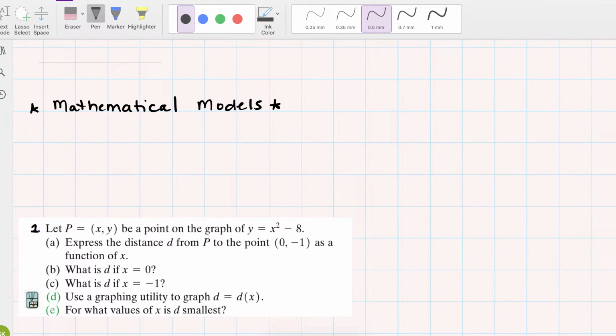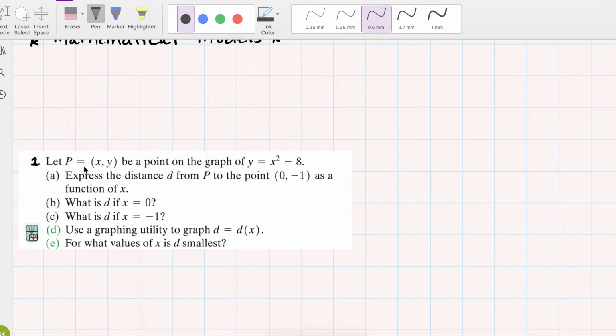Let's build a function from a word problem. Let P be the point (x, y) on the graph of y equals x squared minus 8. Let's express the distance from this point P to the point (0, -1) in the plane as a function of x. Then we're going to find the distance d if x is 0 and if x is -1.